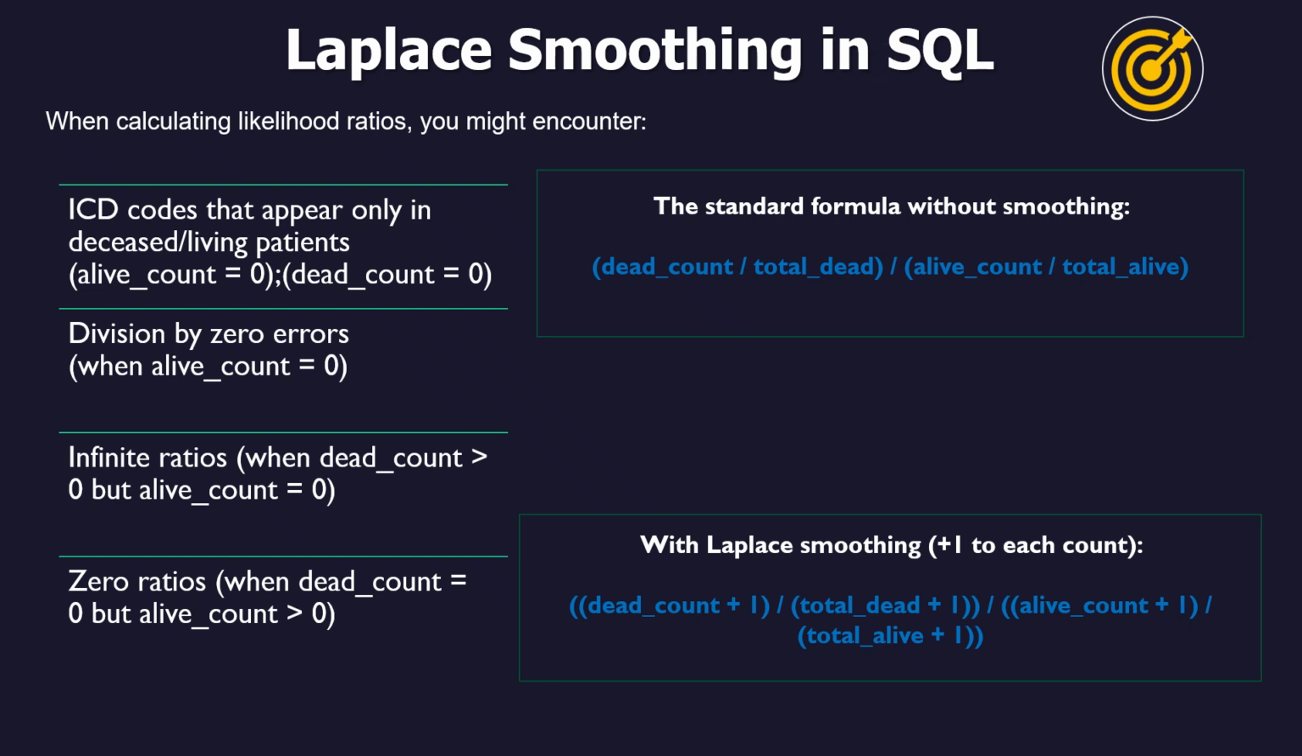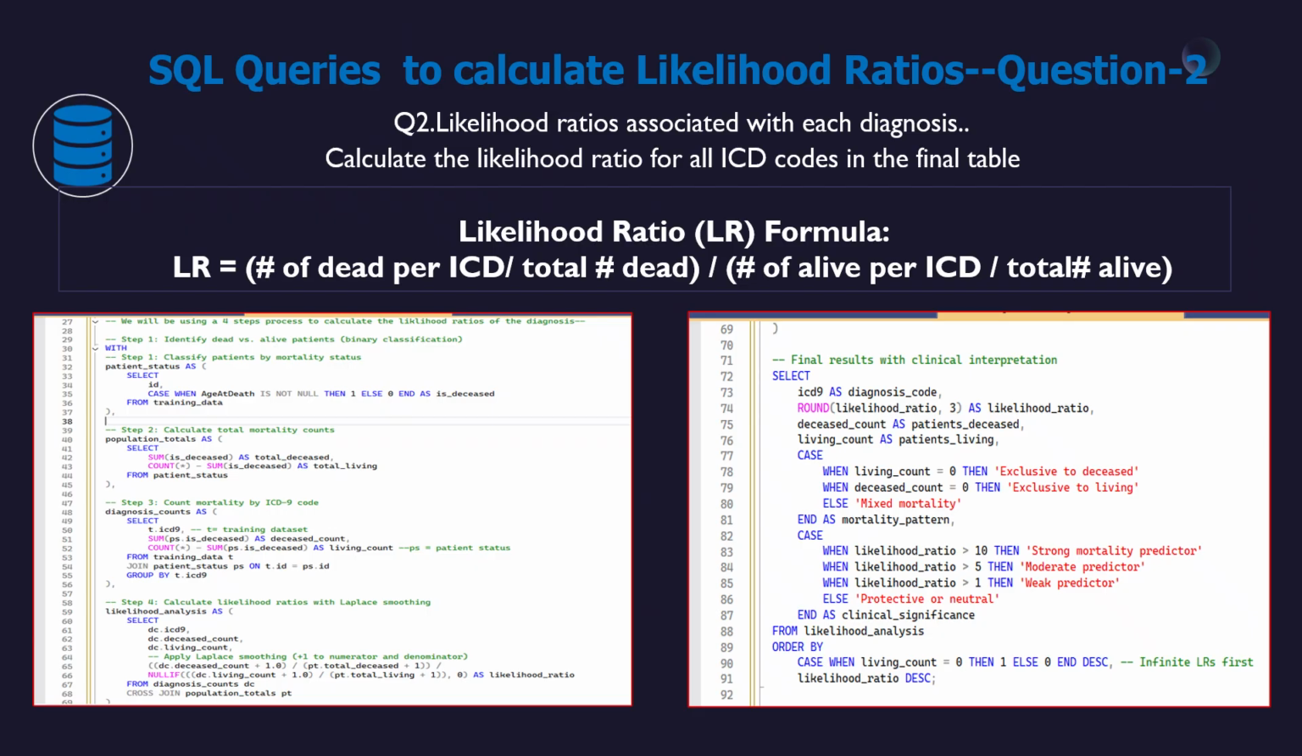In doing our second question, which is calculating the likelihood ratio, you can see the formula here. In other words, the likelihood ratio is pretty much you calculating the number of dead upon the total number of dead, over alive upon total alive. So you have 4 parameters that you're trying to code for in SQL before you can make the calculations.